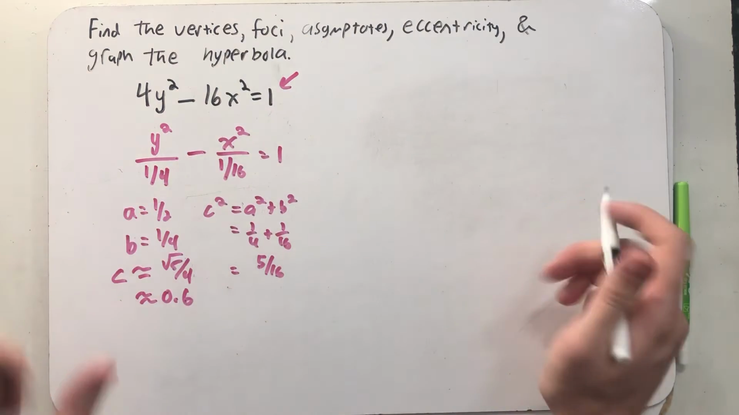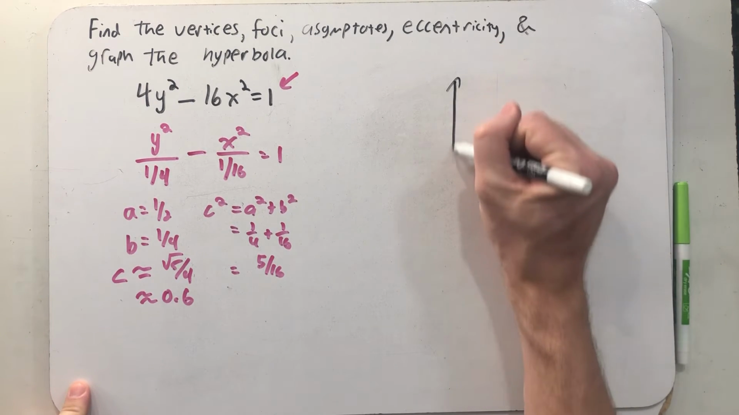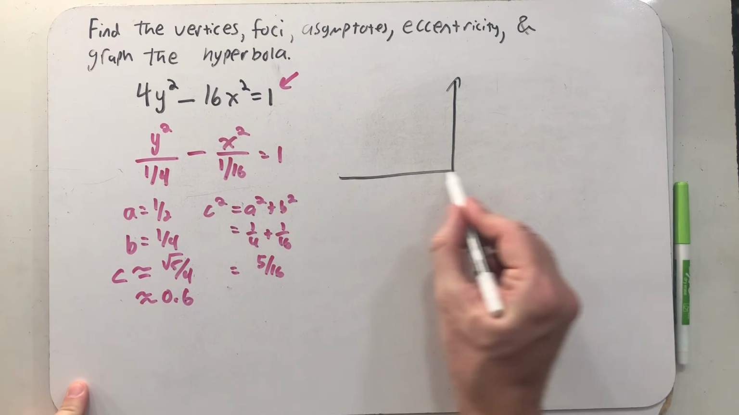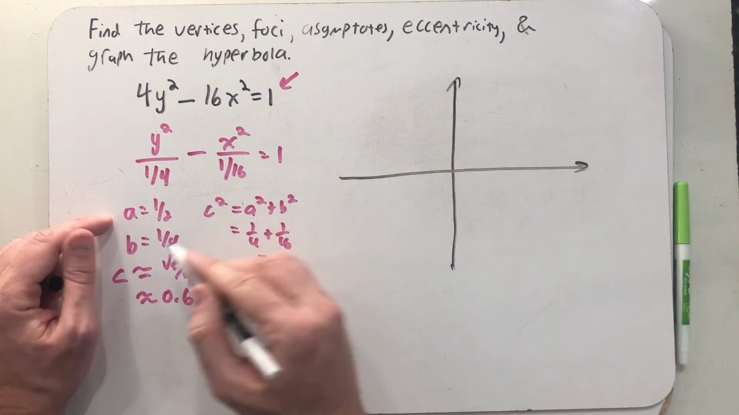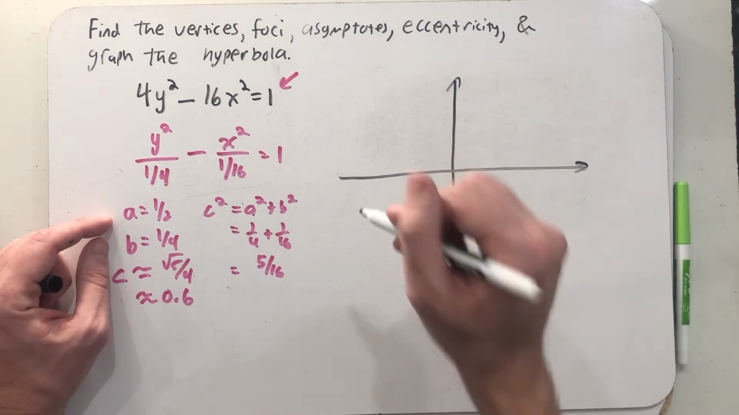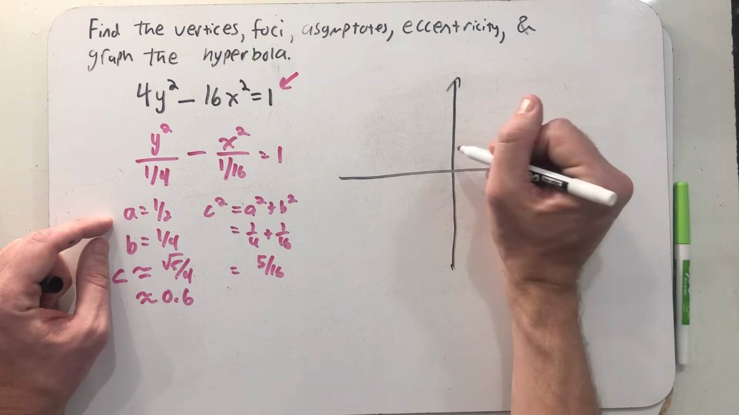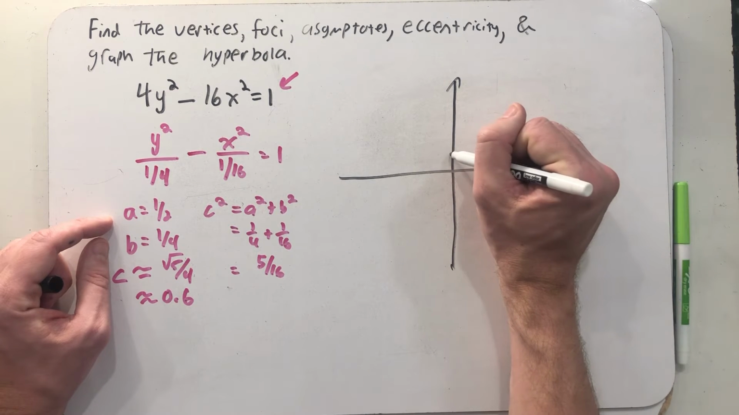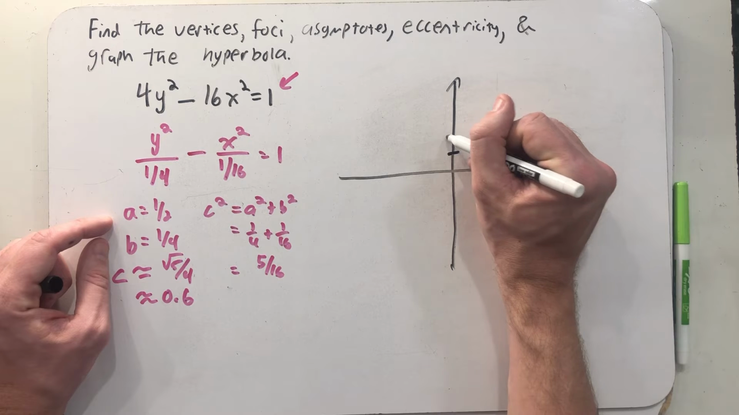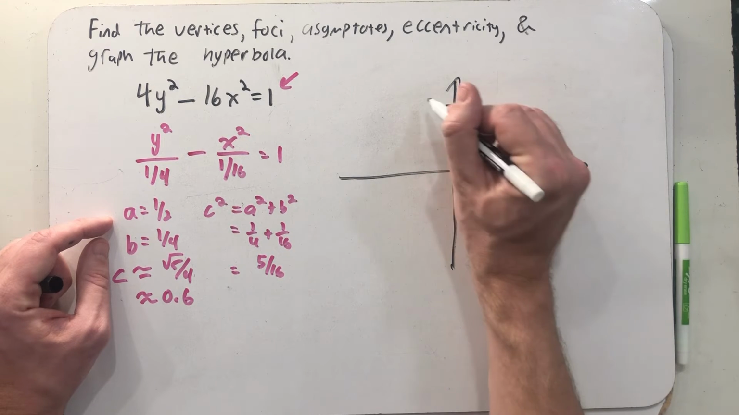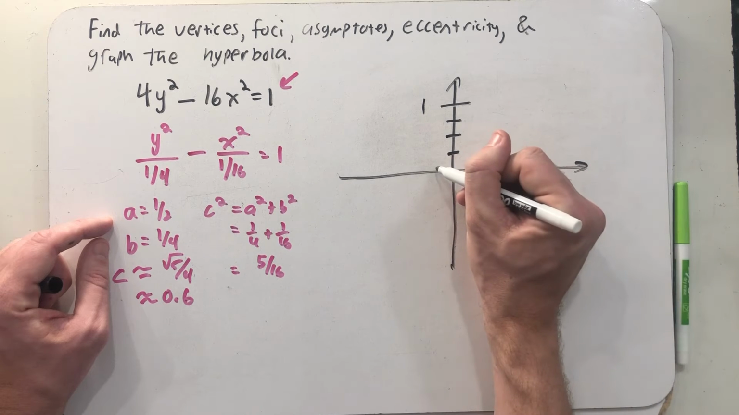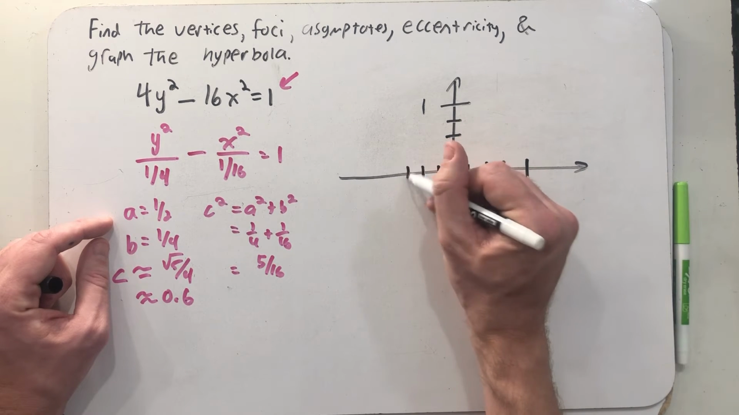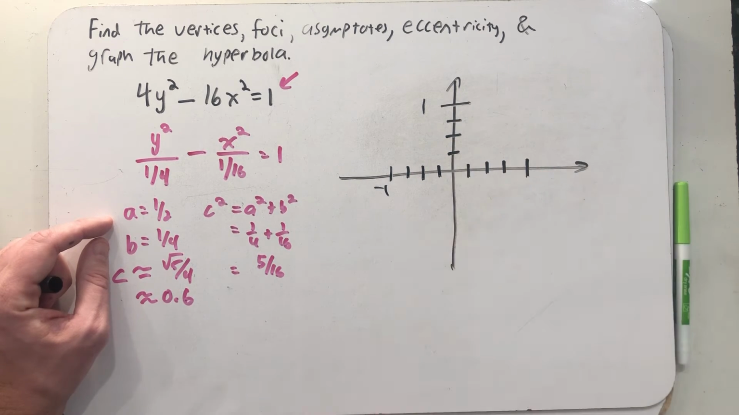Well, I have to find all of these things, but I always kind of like to start drawing a picture as early as I can. A is a half, and B is a fourth, so I have pretty small values for A and B. I'm going to count by a quarter on each axis: 1/4, 1/2, 3/4, and 1. That'll make my picture a little easier to interpret than if I just picked that to be 1.